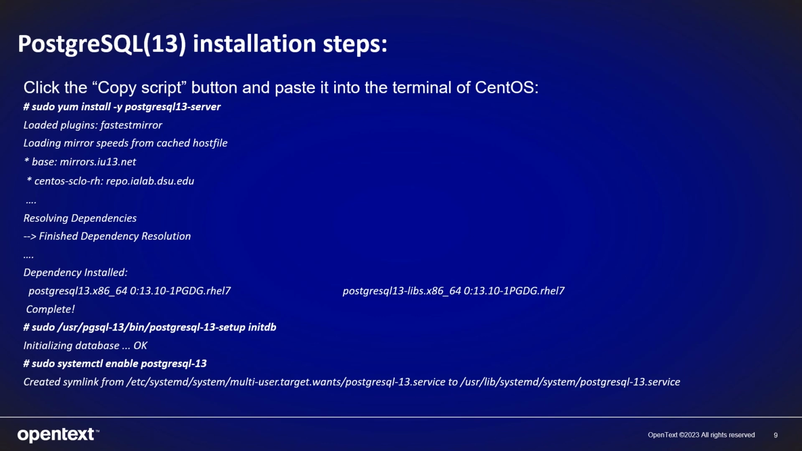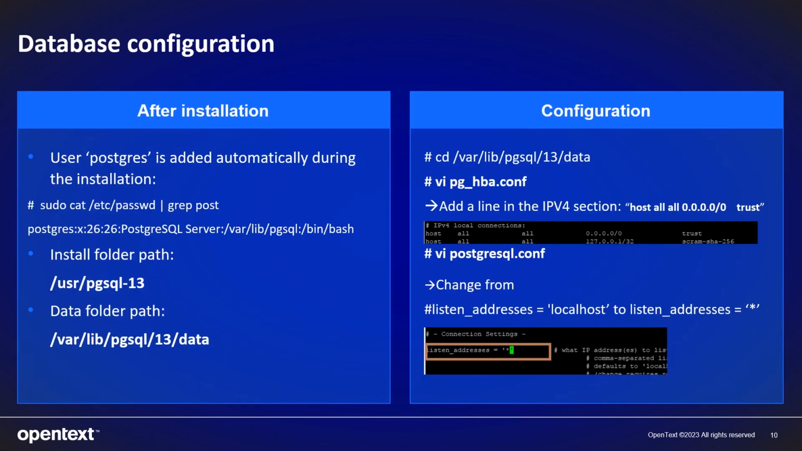The script will install the latest version of the PostgreSQL 13 server component, initialize the database, and enable the service for PostgreSQL. Once the script is finished, an OS user postgres is added automatically. A DB superuser postgres for the PostgreSQL database is also created. The default installation directory and data directory are listed in the slides for your quick reference.